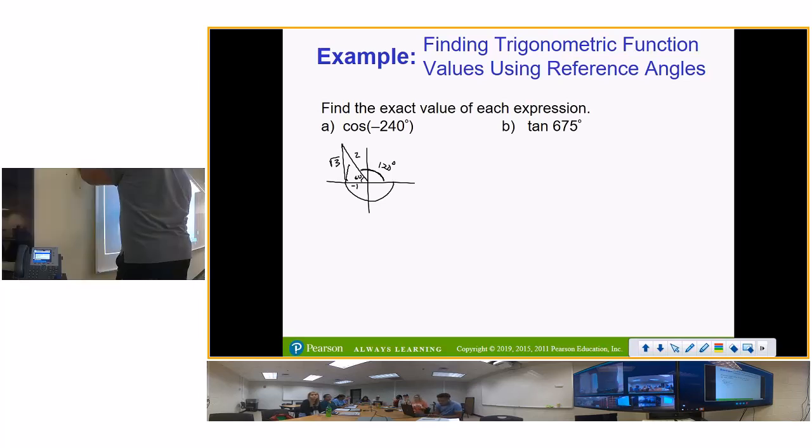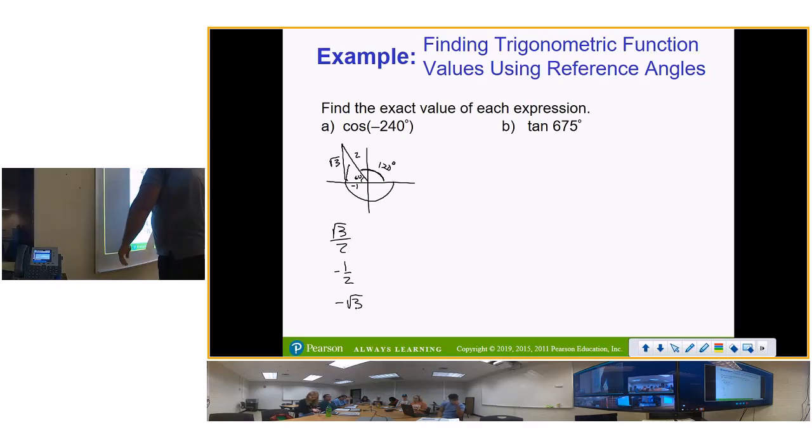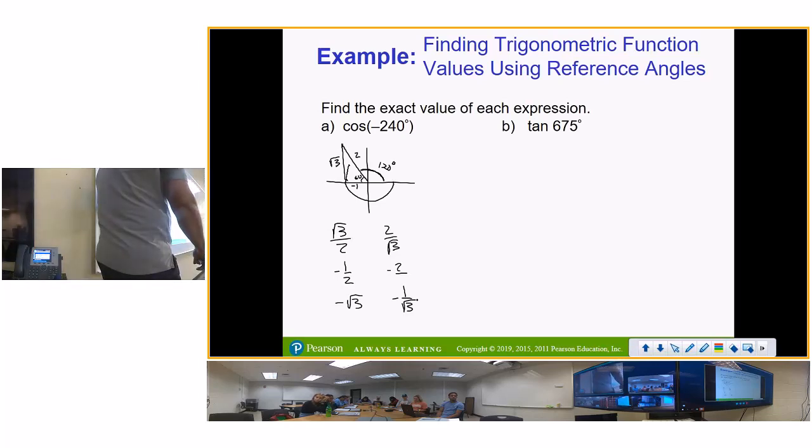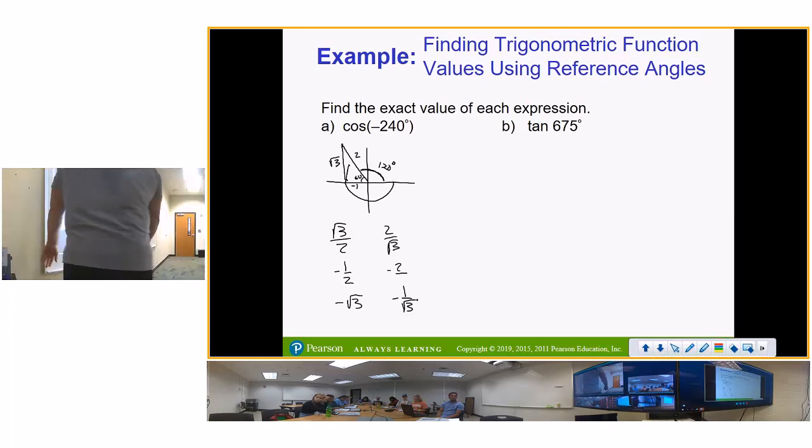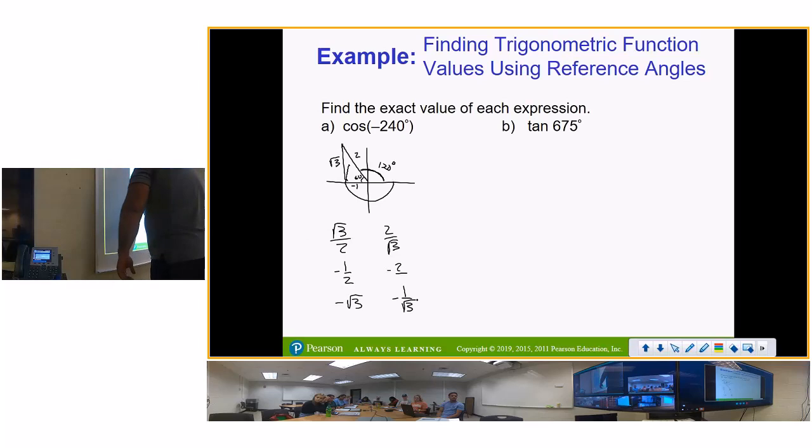And you can say, well, that's going to be my sine. Sine is going to be square root 3 over 2. Cosine is negative 1 half. Tangent is negative square root of 3. And then go over here, and this is going to be 2 over square root of 3. And this is going to be negative 2 over 1. And this is going to be negative 1 over square root of 3. I'm doing this for a reason. I know it's radicals. But I did that with my number right there being a negative.